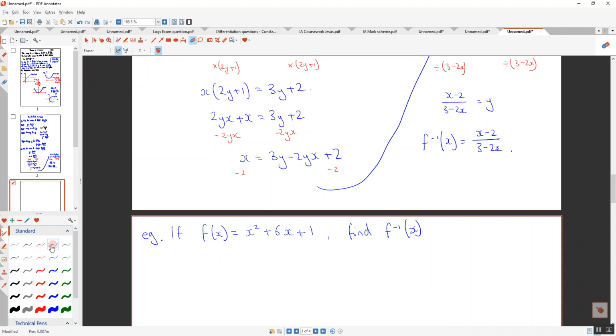Exactly. Is this a function? Yes. What does it look like? It looks like a parabola. It looks like a smiley face. That is definitely a function. Does it have an inverse? No, because it fails the horizontal line test.